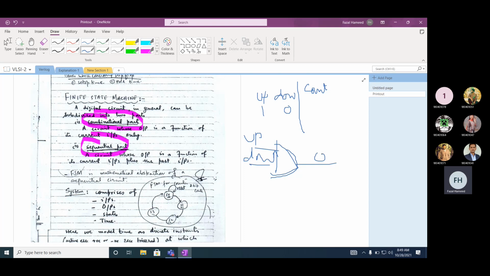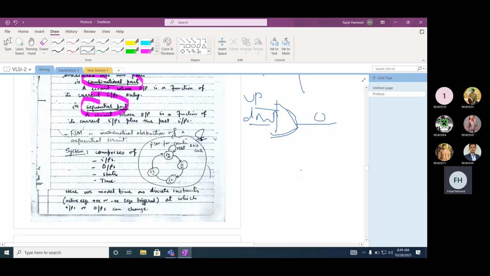How do we model time? Clock. These are the system parameters. We model time as discrete instances, rising or falling, and actually they are edge triggers. We either have a transition from a logical 0 to a logical 1 or a logical 1 to a logical 0, and at this discrete instance, inputs or outputs can change.